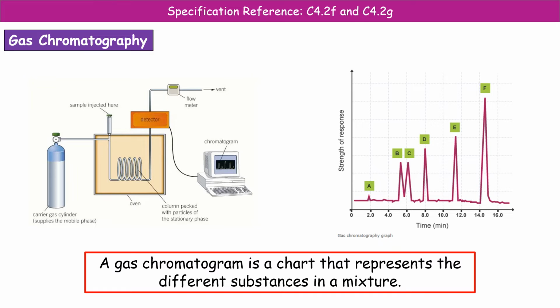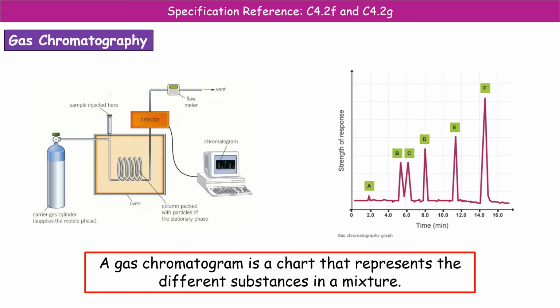Let's take a look at our first instrumental method of analysis then, which is gas chromatography. This is something we've already looked at going back to our first chemistry paper in C2, the separating techniques section. Quick recap on how it works then. In our cylinder, we've got our carrier gas, which is an unreacted gas. That is the mobile phase, the bit that's going to move.